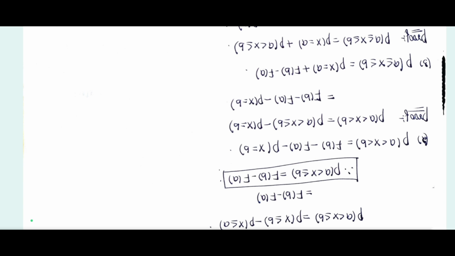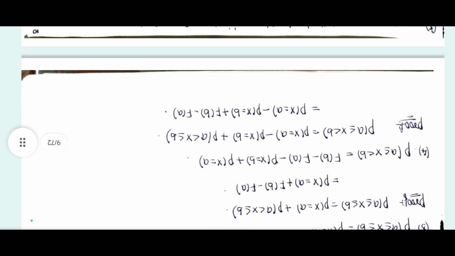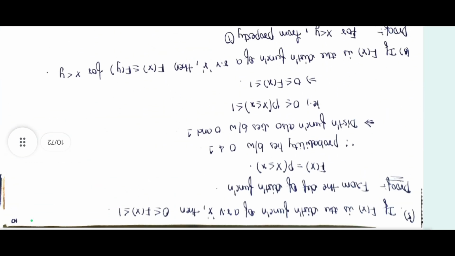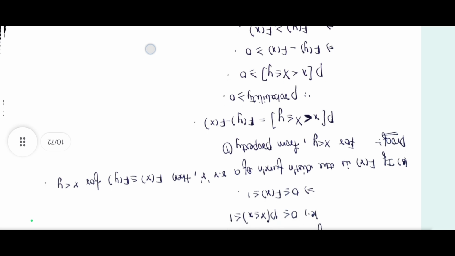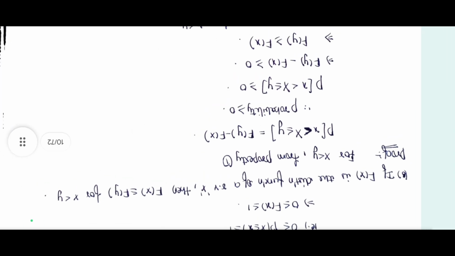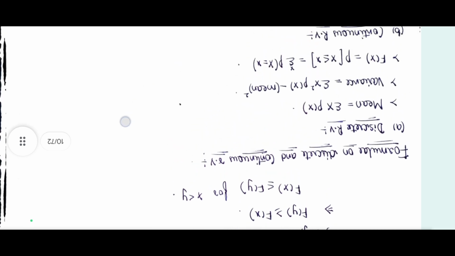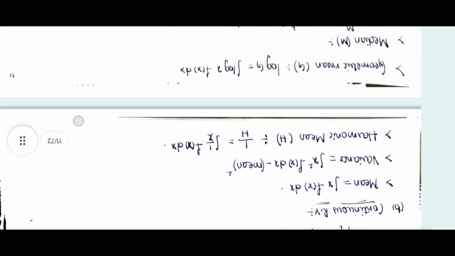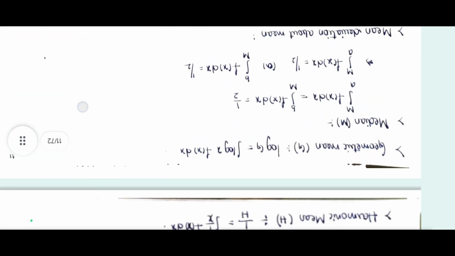Similarly, the second property and third property you can see here, and the fourth property also, and the fifth property also, and the sixth property is also there. Okay, you can see this. Next, we have some simple and easy calculation of the formulas for the discrete and also continuous random variable, like this.